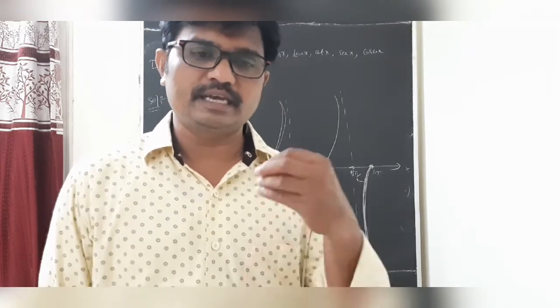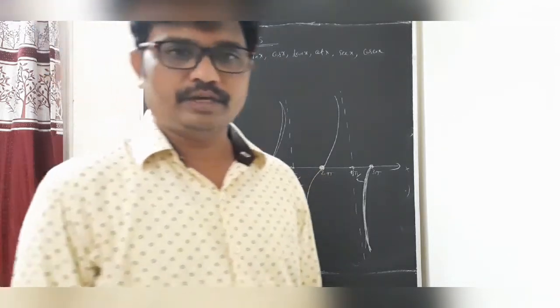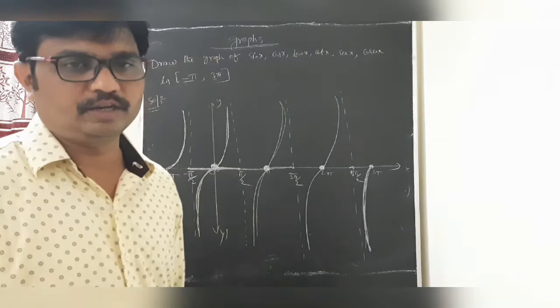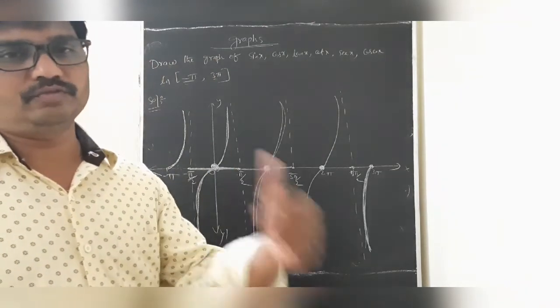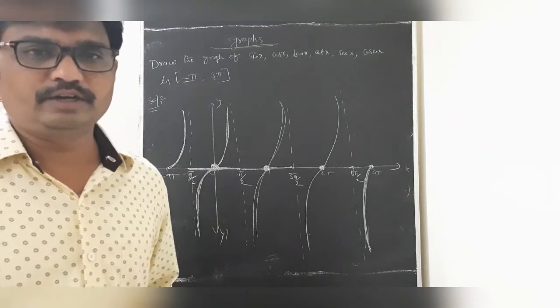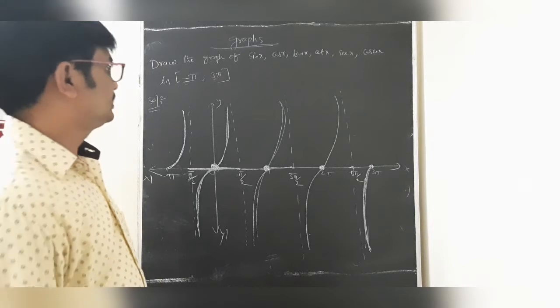But sin nπ is 0. Is it clear, students? Sin nπ is 0. Sin π/2 is 1, sin 3π/2 is minus 1, sin 5π/2 is plus 1. They will come as plus 1, minus 1, plus 1, minus 1. Okay? Right now we are going to discuss tan x.